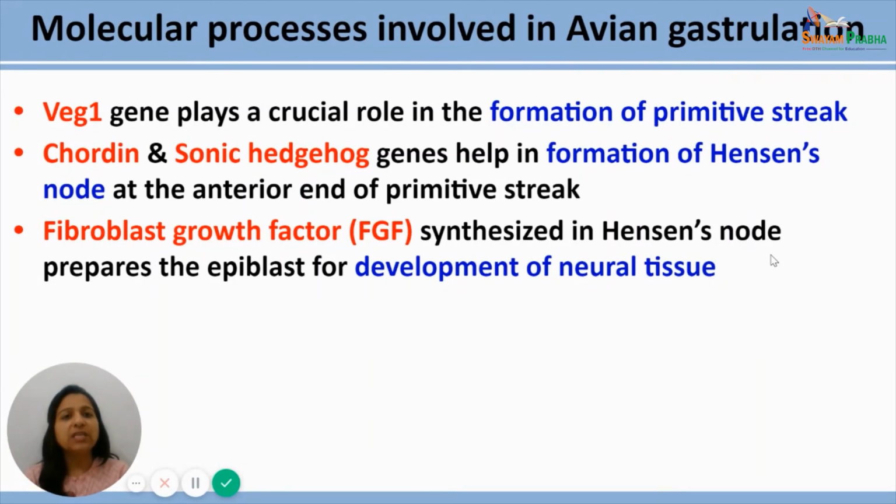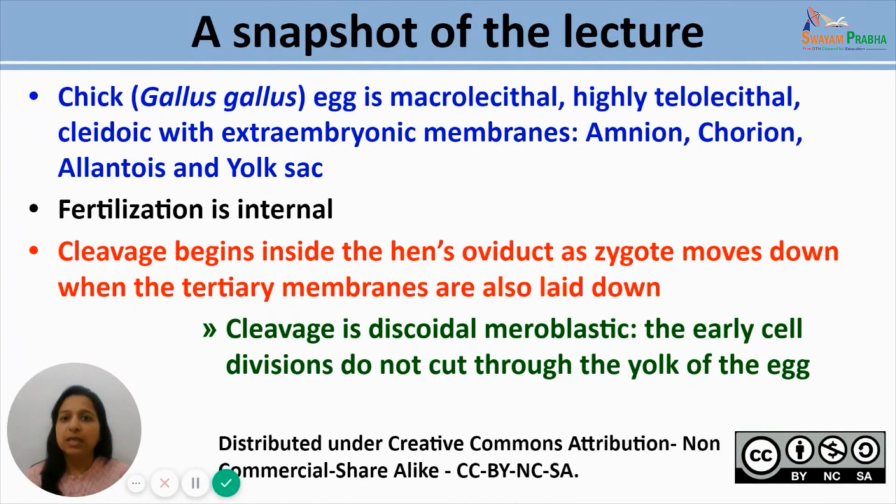So students, this completes our process of avian gastrulation. So let us discuss the lecture in a snapshot. We discussed that the domestic chicken egg, or the Gallus gallus egg, is macrolecithal in nature. It is highly telolecithal, with most of the surface covered with yolk and the cytoplasm displaced to just one end. It is cleidoic in nature by virtue of the egg shell present around it, and it also has certain extraembryonic membranes, the amnion, the chorion, the allantois, and the yolk sac. We also discussed the functions of each of these extraembryonic membranes.